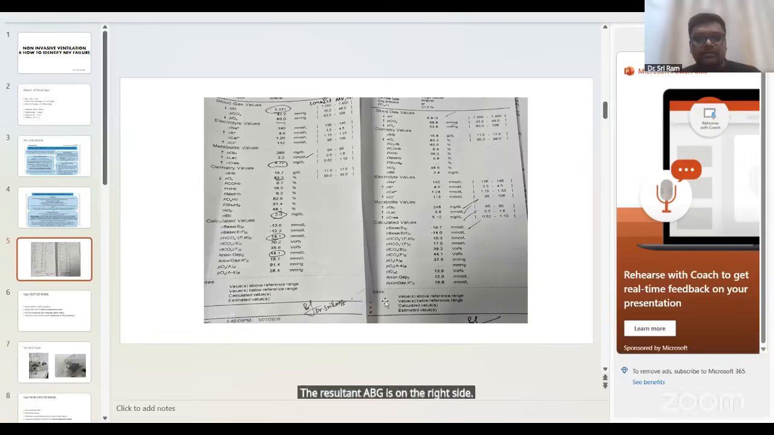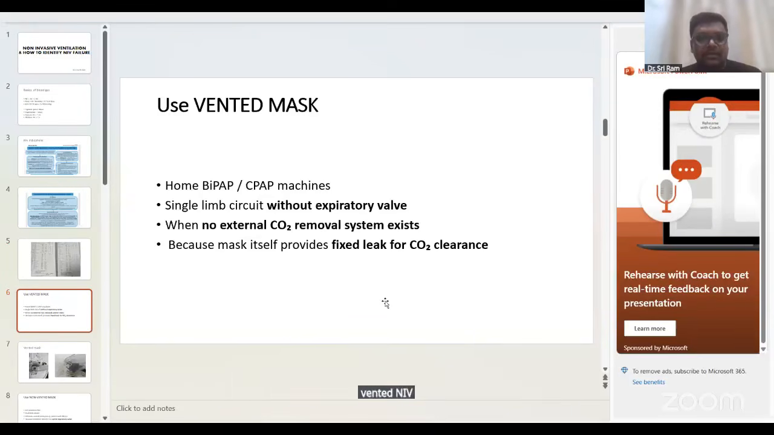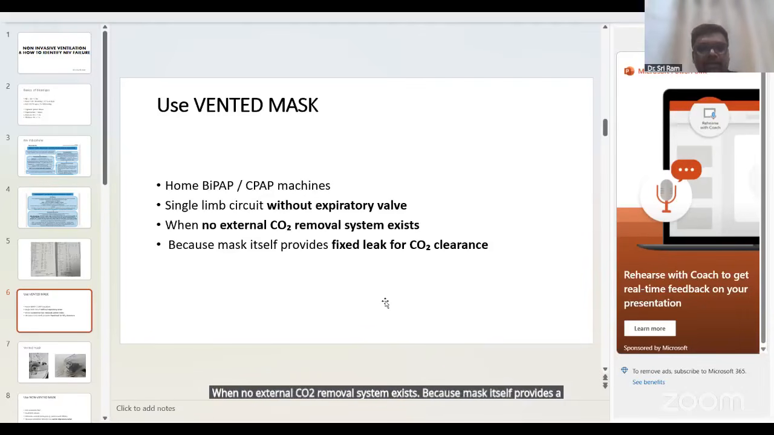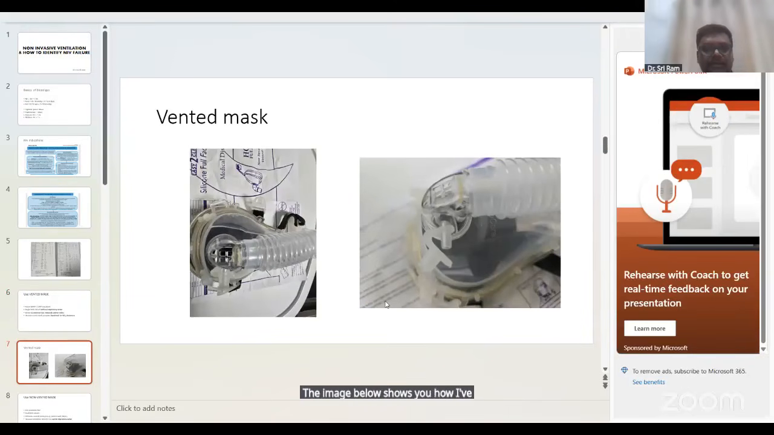Next part, we need to see when to use a vented NIV mask and when to use a non-vented NIV mask. Okay, vented NIV mask. These are used in home BiPAP or CPAP machines. These include a single limb circuit without an expiratory valve, used when no external CO2 removal system exists, because the mask itself provides a fixed leak for CO2 clearance. The image below shows you how a vented mask looks. There will be 4 holes at the mouthpiece that clearly indicate the vented mask.